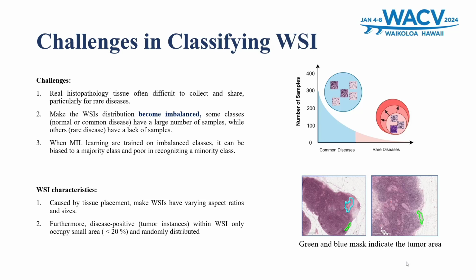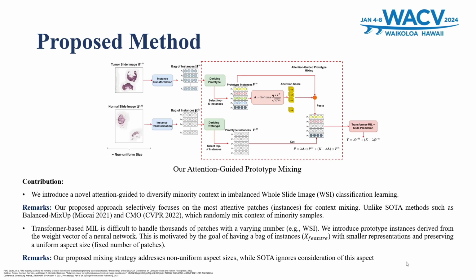However, we cannot directly oversample and enrich the minority context based on existing SOTA methods, because the WSI has unique characteristics. The first one: tissue placement causes the WSI to have varying aspect ratio and size. The second one: the disease-positive or tumor instances within a WSI only occupy a small area, randomly distributed. Based on these characteristics and the problem, we present two main contributions.